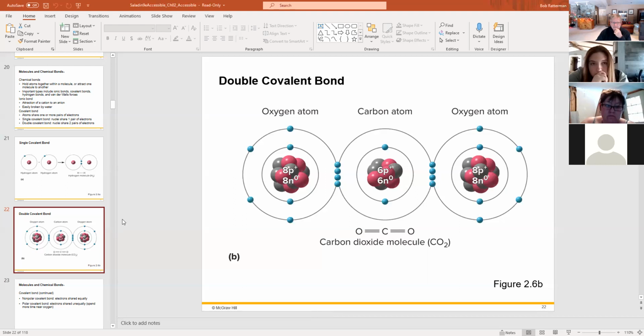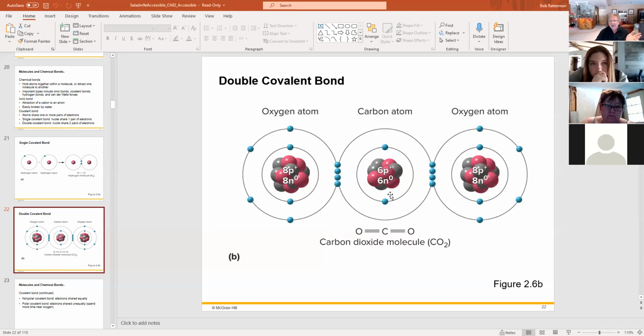We'll go back. Do you all see the double covalent bond diagram? Yes, no, maybe. Are we out there? Yes. Okay, thanks.